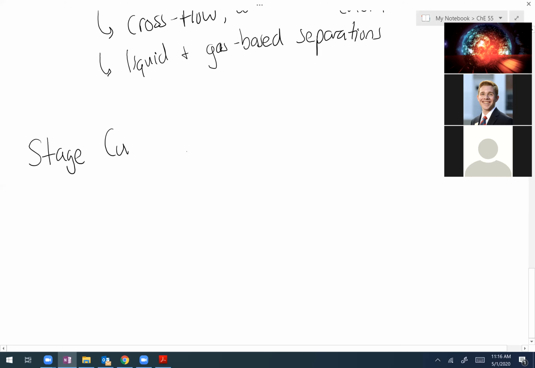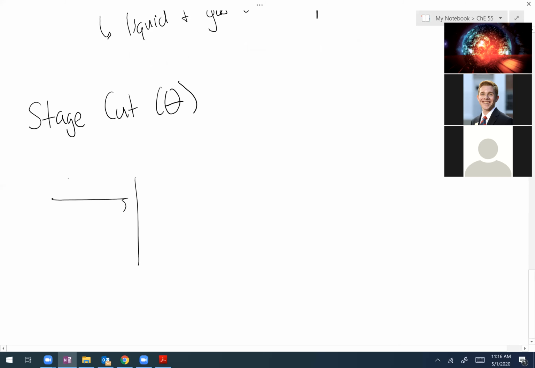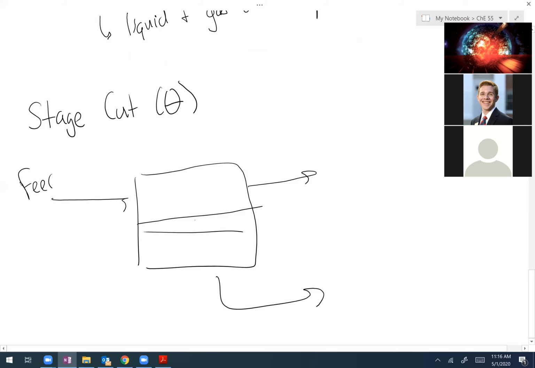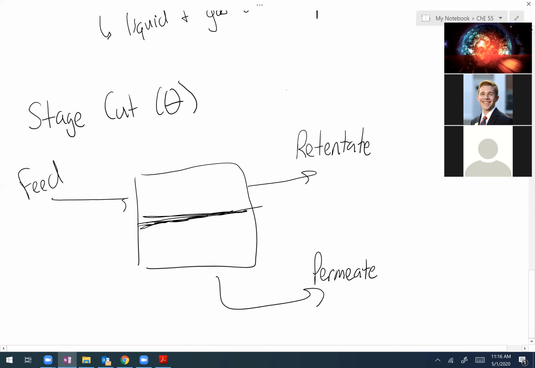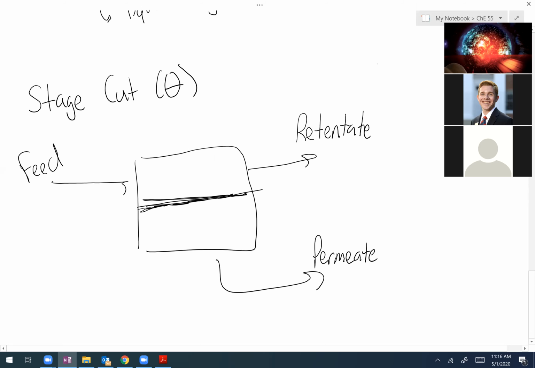is an operational parameter that denotes, for a given system where I have my feed, my retentate, and my permeate, what's the ratio of my permeate flow rate over my feed flow rate.